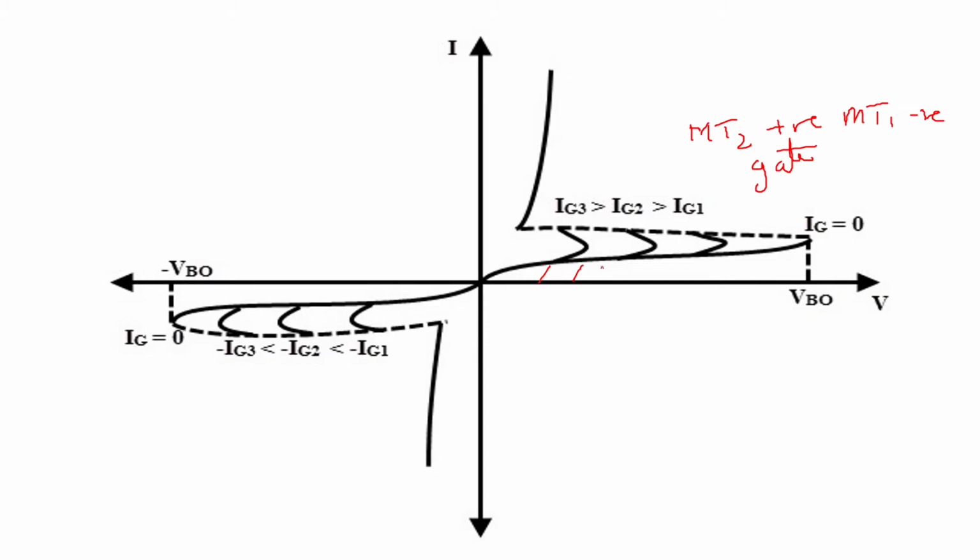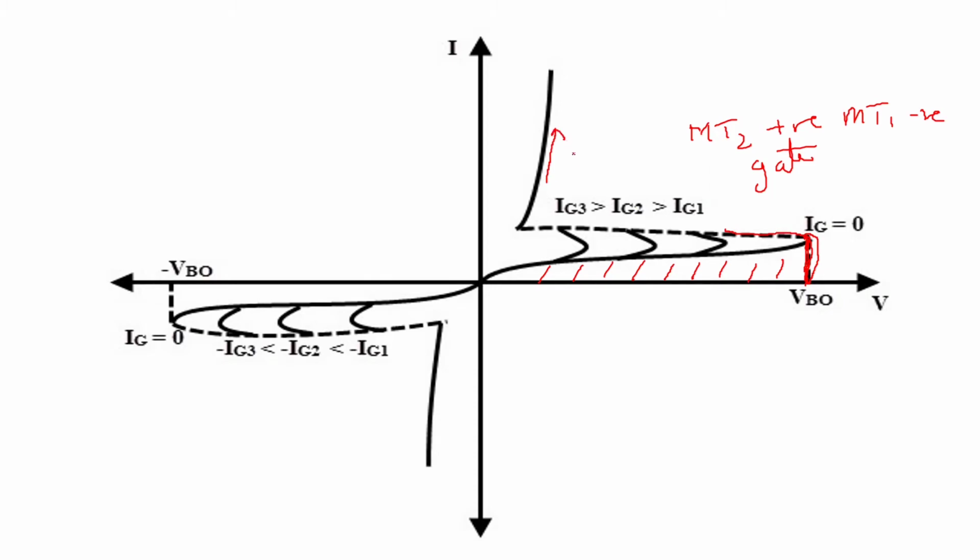So this is a part where a very small leakage current is there because your second junction is reverse biased. Then once you reach this breakover voltage without the gate supply, the triac will become on and then the voltage across the triac will decrease and the current will start increasing here.